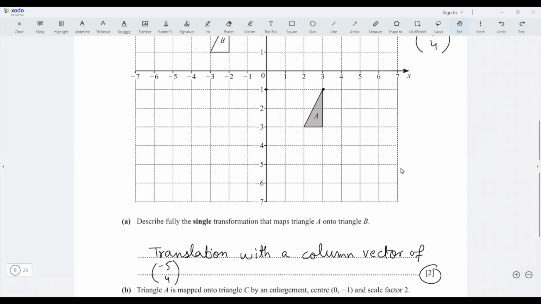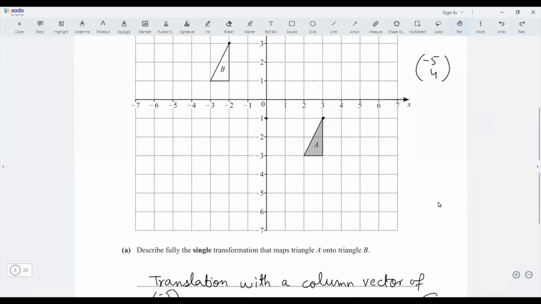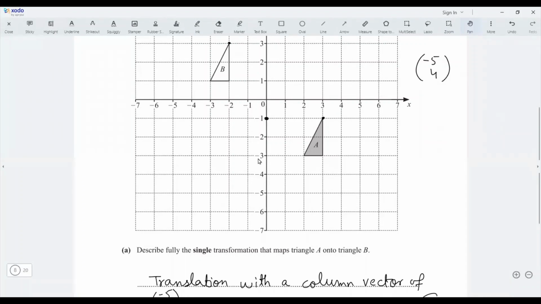Now, going to solve part B of this question. In part B, it is given that triangle A is mapped onto triangle C with an enlargement with a center of 0, -1 and a scale factor of positive 2. So 0, -1, first of all, plot that point. The point must be lying here. This is the point 0, -1. This is the center of enlargement, through which the enlargement is being done.